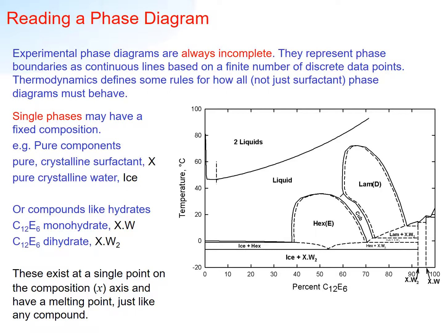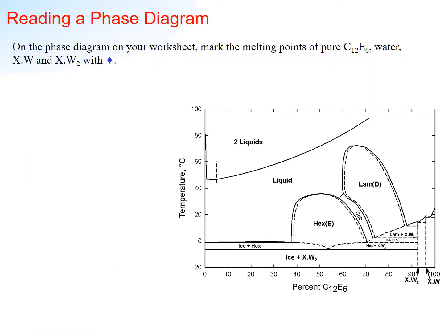Now, single phases fall into two categories. They may have a fixed composition. This would include pure components like ice, pure crystalline water, like pure crystalline surfactant at 100% C12E6 on this axis, or compounds like hydrates. This particular surfactant forms a monohydrate labelled X.W and a dihydrate X.W2. Each of these exists at a single point along the composition axis. They're a compound on the phase diagram.